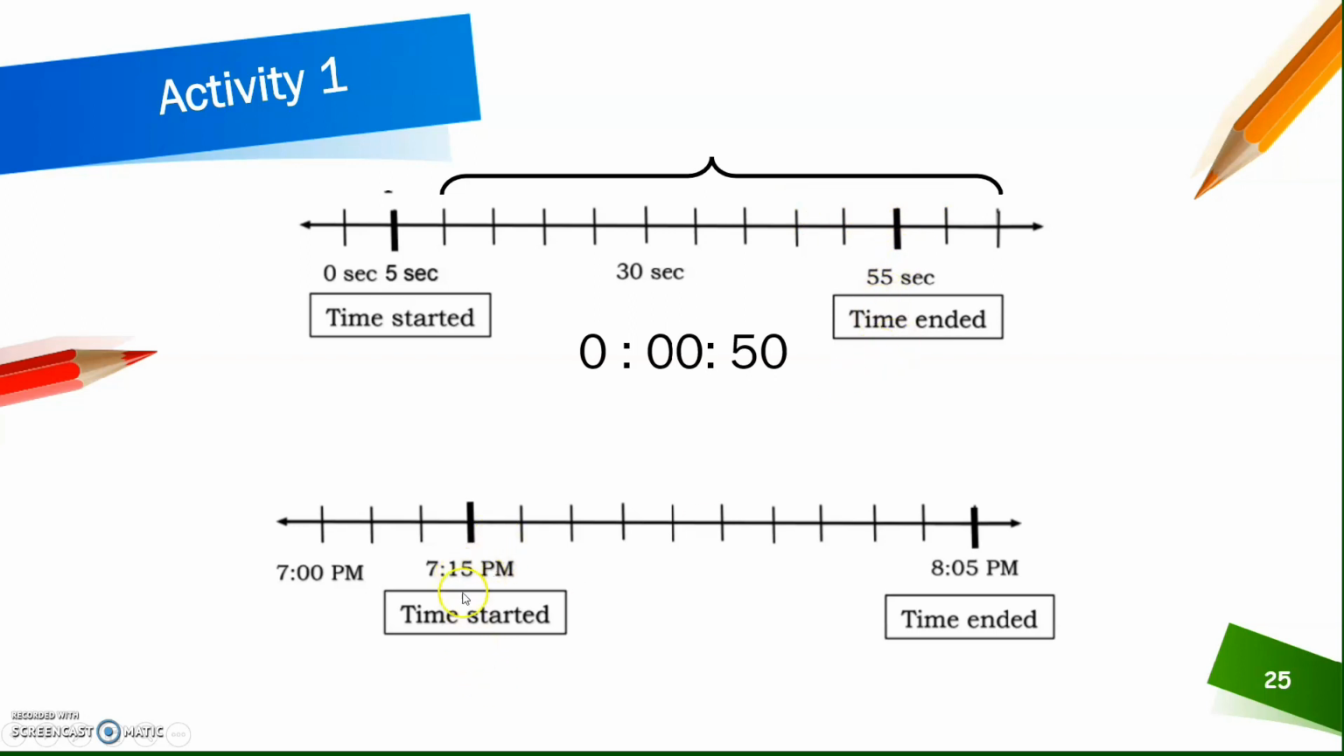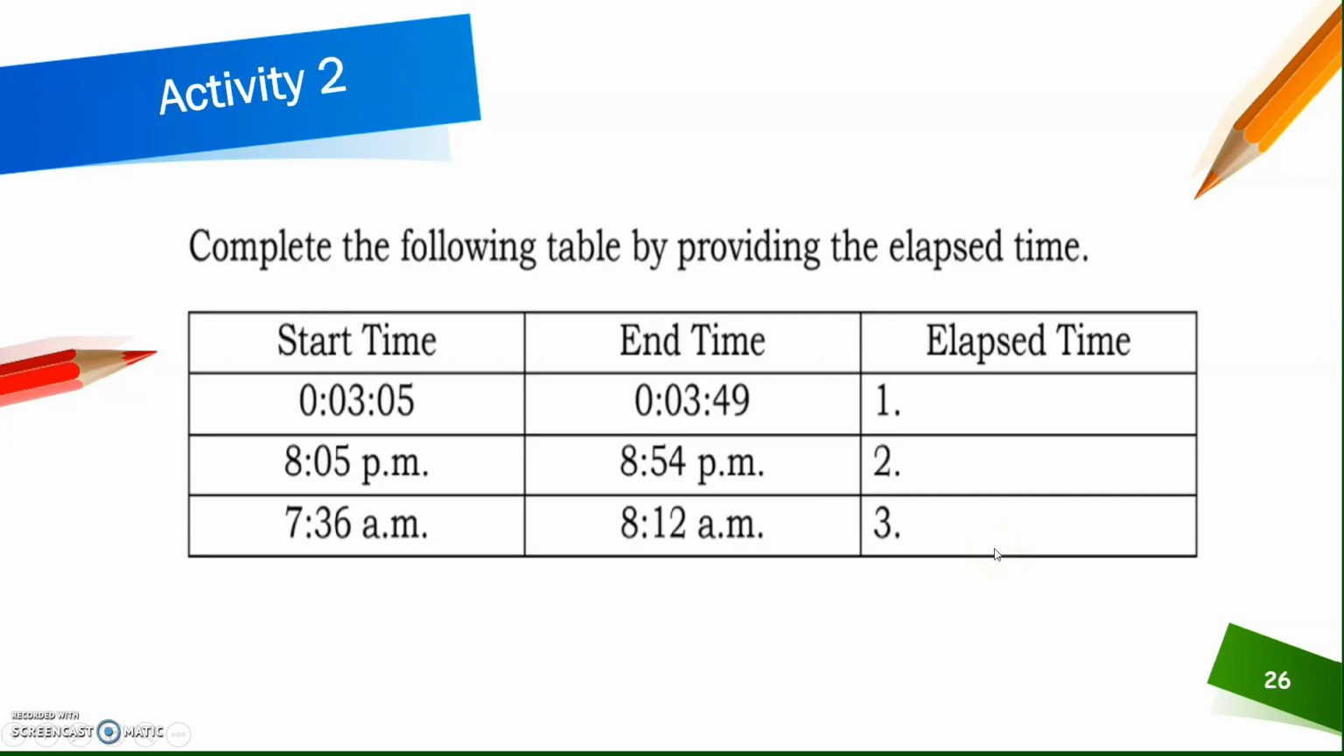Next, nag-start ng 7:15 at natapos ng 8:05 p.m. So, magbibilang ulit tayo ng by 5. So, we have 5, 10, 15, 20, 25, 30, 35, 40, 45, 50. So, the elapsed time is 50 minutes.